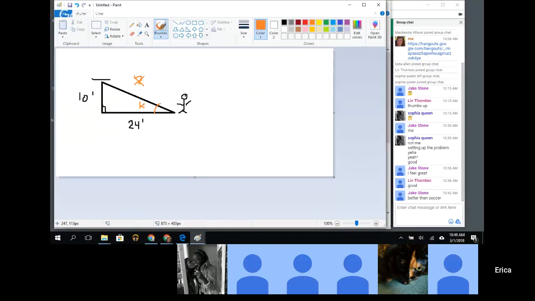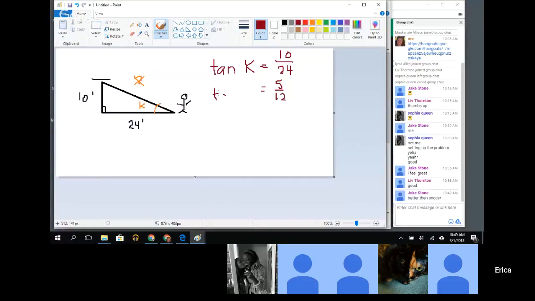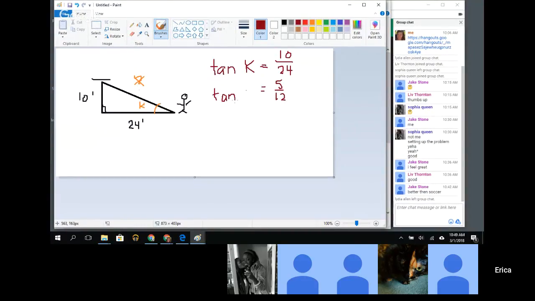So I know that the tangent of angle K equals the opposite over the adjacent, the TOA. The opposite over the adjacent. So the tangent of K equals 10 divided by 24. And if you want to simplify that a little bit, you could say it's 5 over 12. Okay, so again, back in 7.5, you're done, right? Just have to find the ratio.